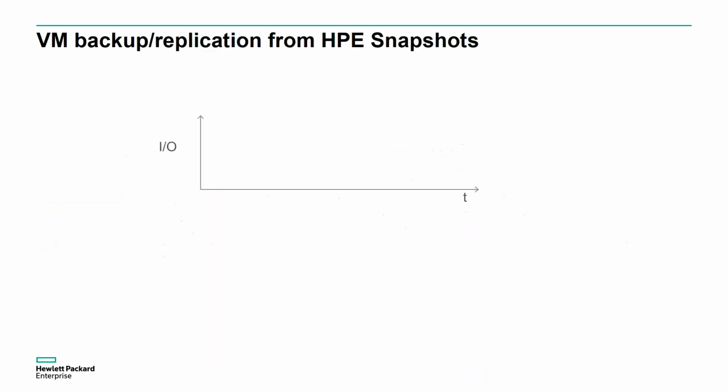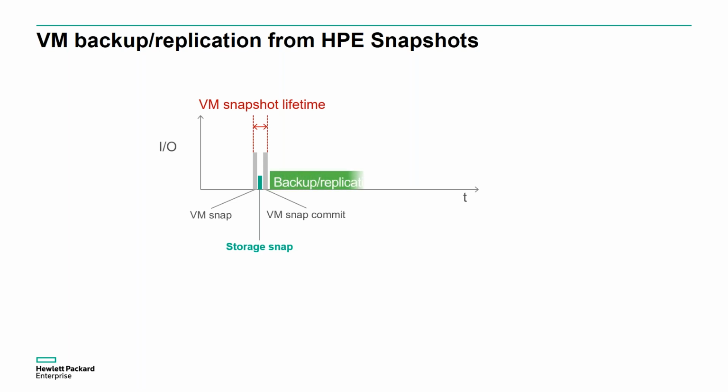The benefit of this technology is that we're now dramatically reducing the time that you have that VM snapshot issue. So you take a VM snapshot, we do the storage snapshot, which takes seconds, and then we do the commit. So we're reducing the backup window down from hours all the way down to minutes. And that is the overall time that you need that VM snapshot lifetime.